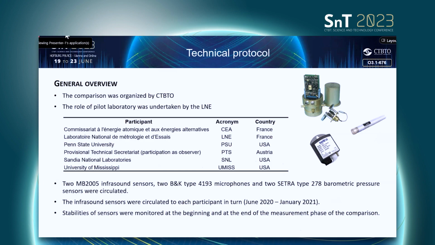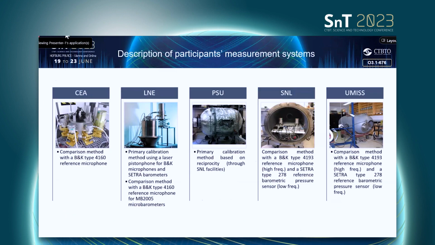CETRA type 278. The sensors were circulated in turn over approximately 6 months, between June 2020 and January 2021, and the stability of the sensors was monitored, of course. So here is some description of the participants' measurement systems. The CEA used a comparison method by using an active coupler. The reference sensor here was a microphone BNK type 4160.